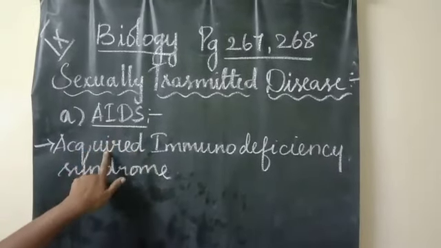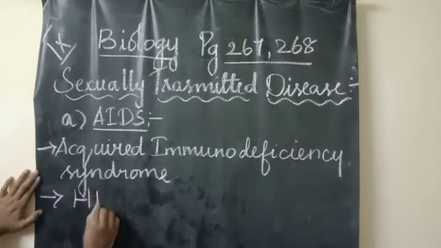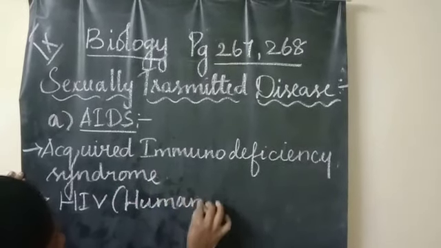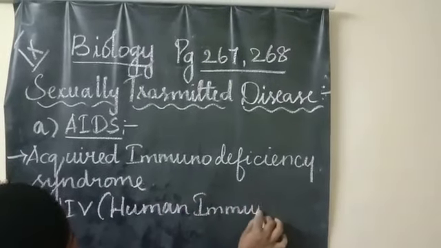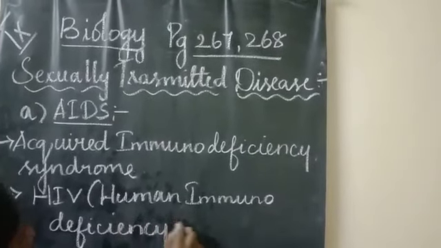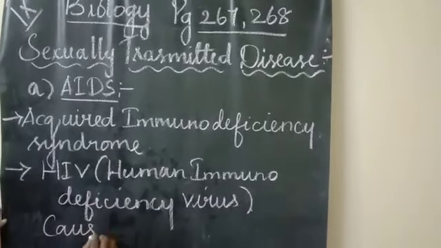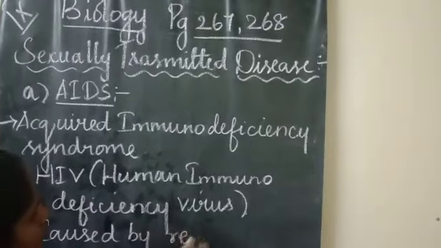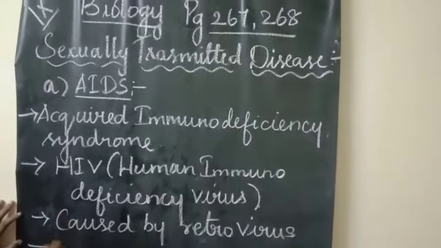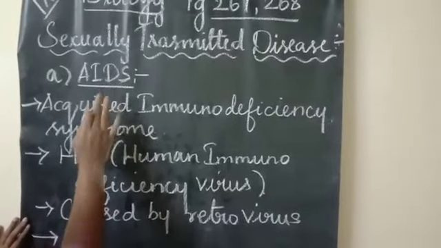The abbreviation of AIDS is acquired immunodeficiency syndrome, and this is caused by the virus called HIV. It is nothing but human immunodeficiency virus. Clear? And it is caused by a retrovirus.